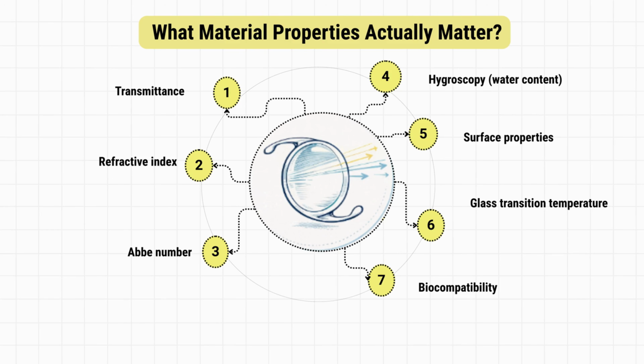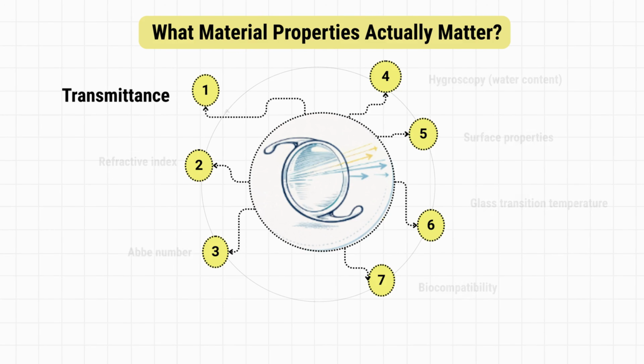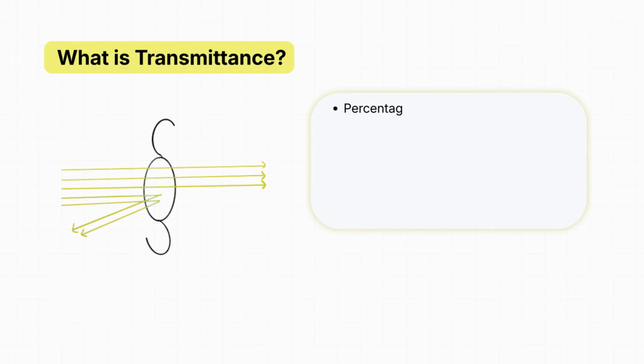Let's discuss them one by one. The first one is the transmittance. Transmittance refers to the amount of incident light that is allowed to pass through a material. An ideal IOL should transmit nearly all visible light with minimal scattering.